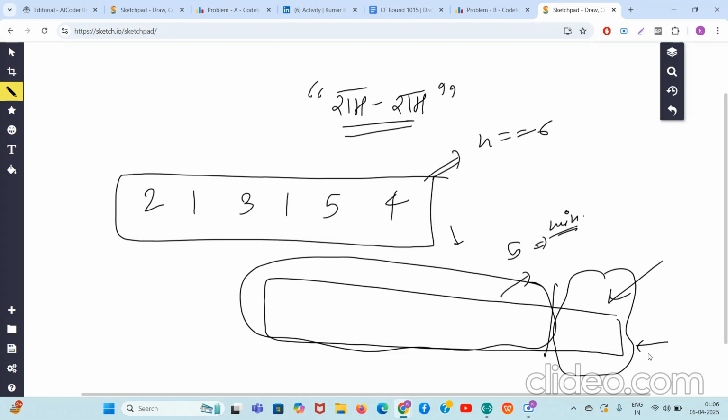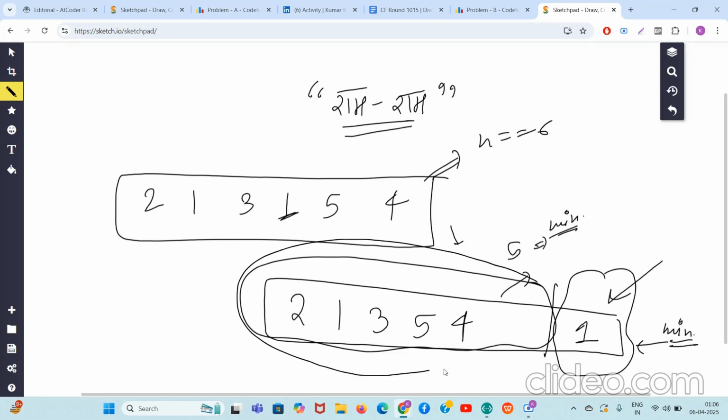So obviously this number will also be the minimum number of the array, right? So what is the minimum number of the array? 1. Write here 1. And the rest of the numbers you write here: 2, 1, 3, 5, 4. The condition is satisfied. Why? The minimum of this part is 1, and GCD of 1 is also 1 only. So both are equal.